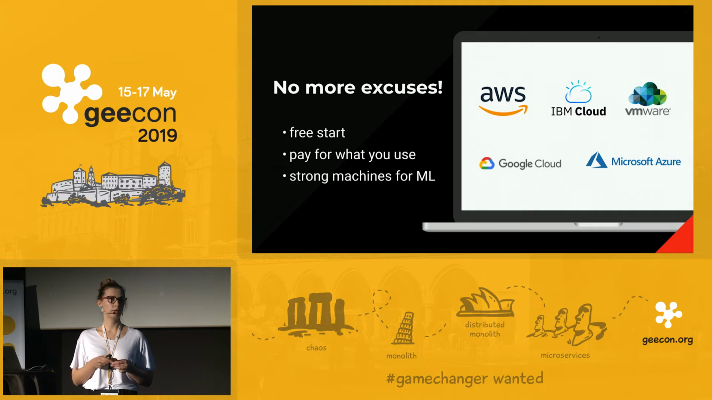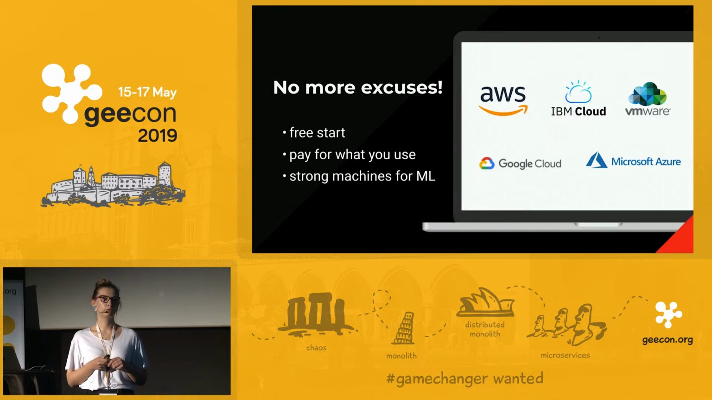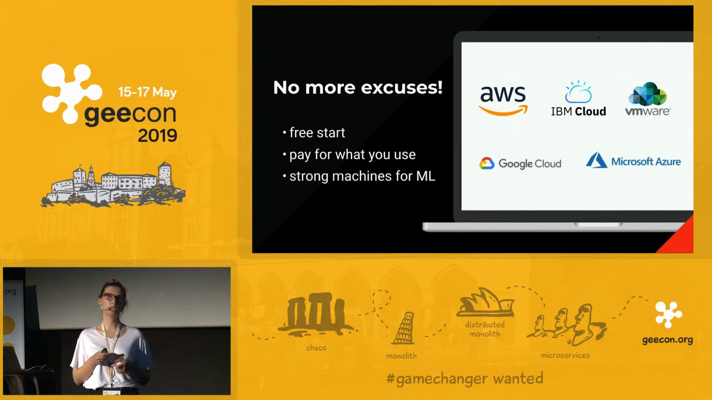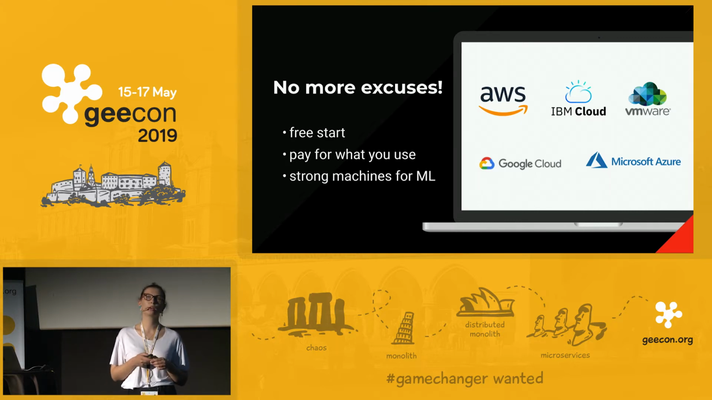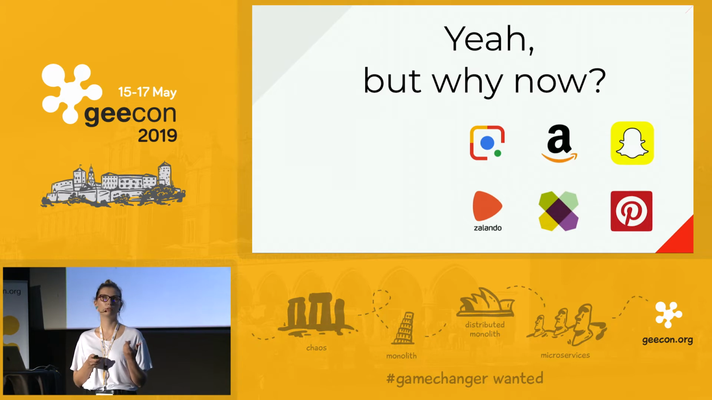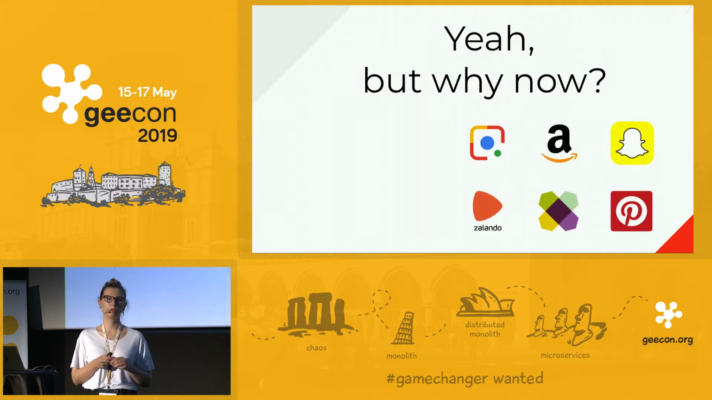You get a free start, and if you turn the machines off and on instead of allowing them to run all the time, you get a year or even more for free. Then you pay for what you use, so it's really easy to start playing with machine learning, having really powerful machines. Yeah, but why now? Visual search was around for years, and it bloomed just in the last 5 years.